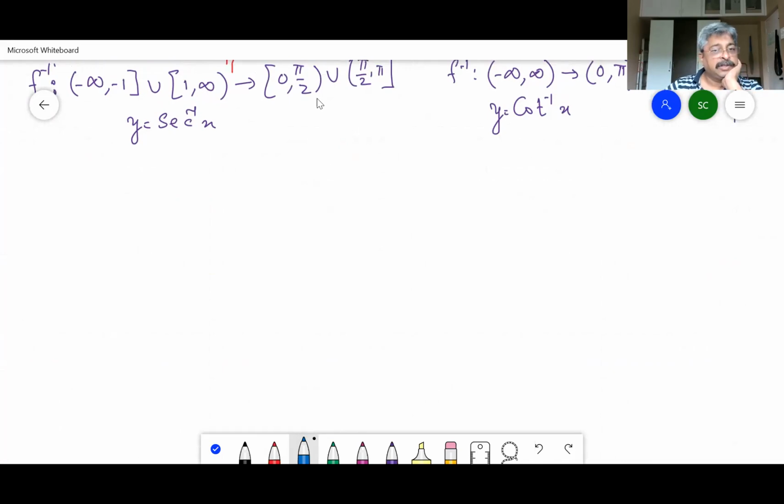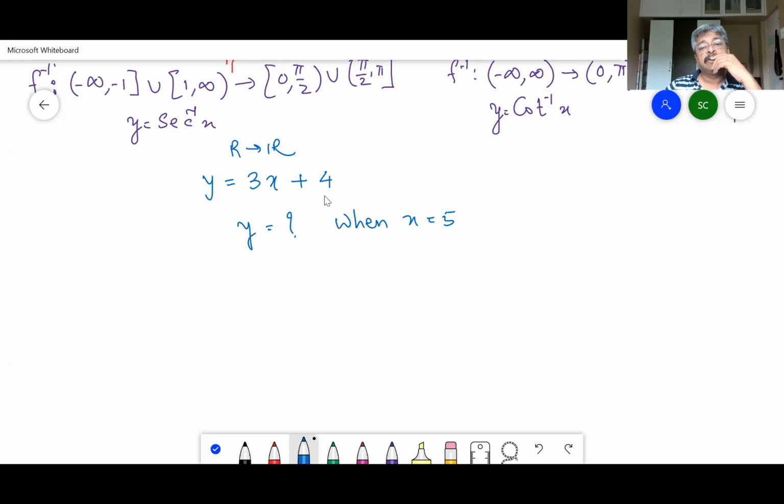Suppose my function is y is equal to 3x plus 4. Now it is defined from R to R. It is a straight line with slope 3. Y-axis intercept is 4. Okay. So if I ask what is the value of y when x is equal to 5? The answer is 19. Okay, 19 is the answer.